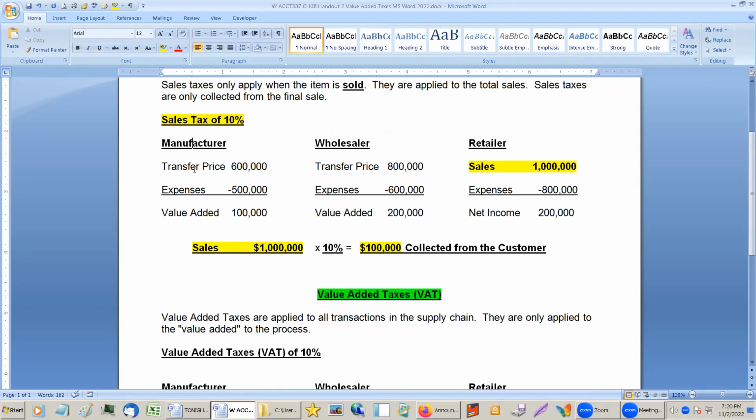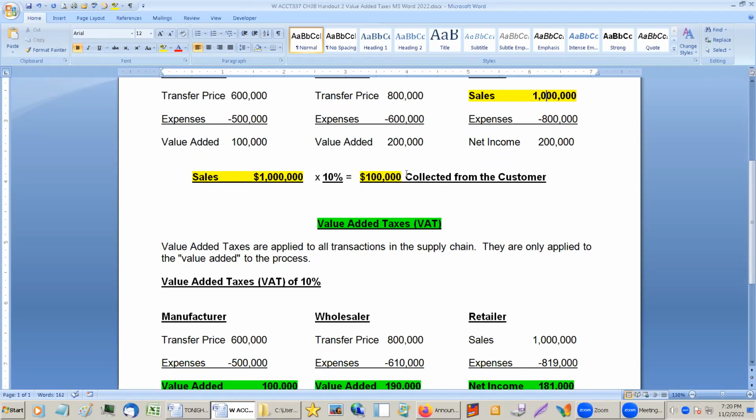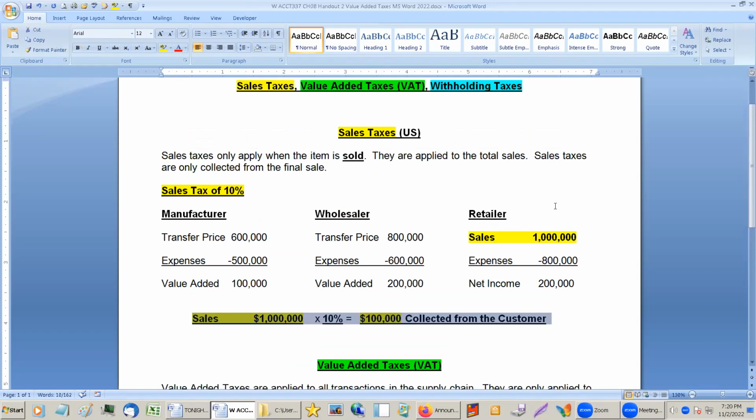So let's say that we had something that was manufactured, could be in the United States, could be somewhere else in the world. But they manufacture it, goes to a wholesaler, goes to a retailer. Maybe we own all 3 of these. We don't get taxed until it's sold for sales tax. So here's the sales tax, 10%. Everyone knows how that works. So the customer, if they pay $1 million for something, they're going to pay 10%, $100,000, and that will go to Uncle Sam, to the government.